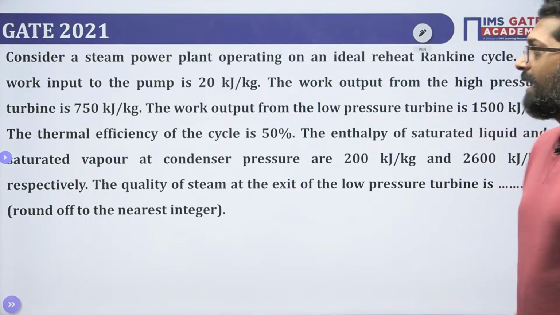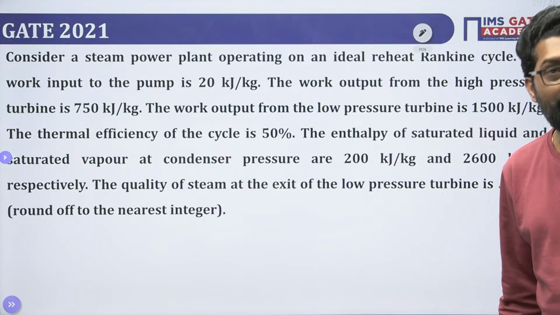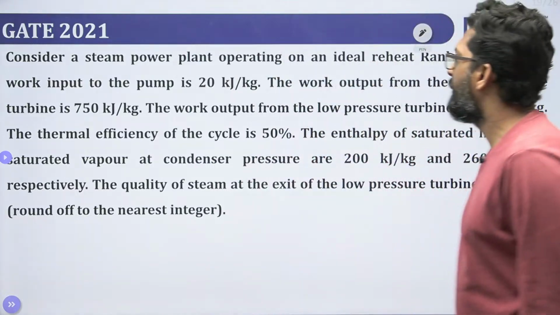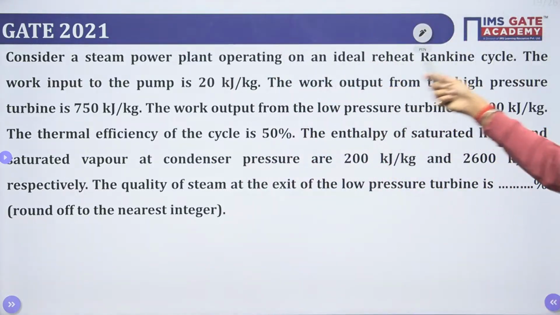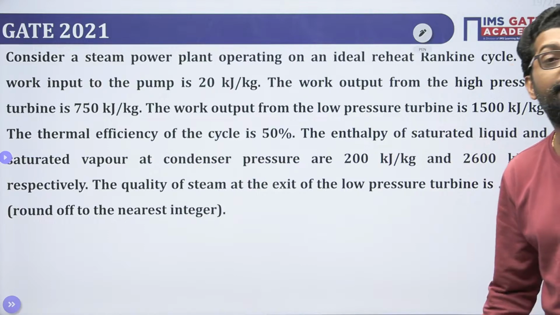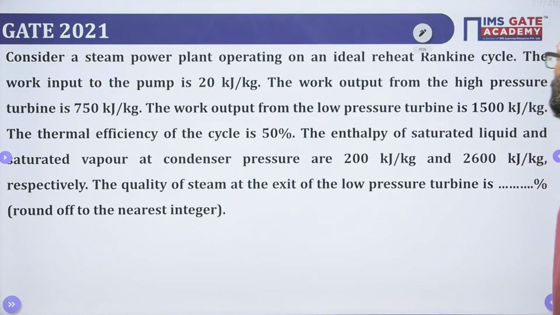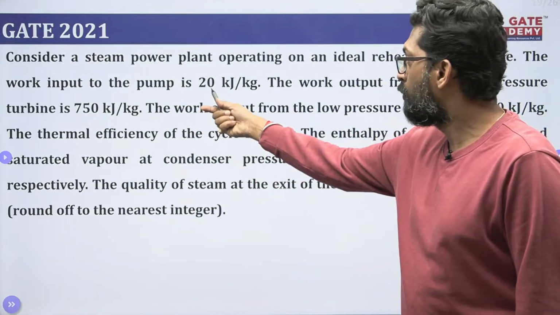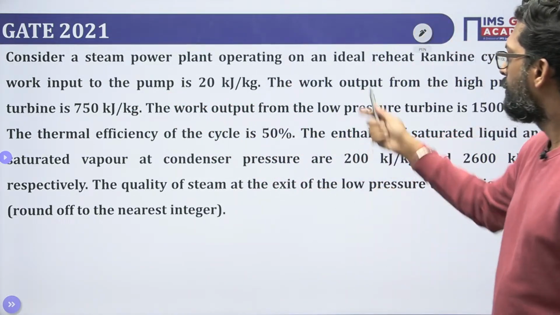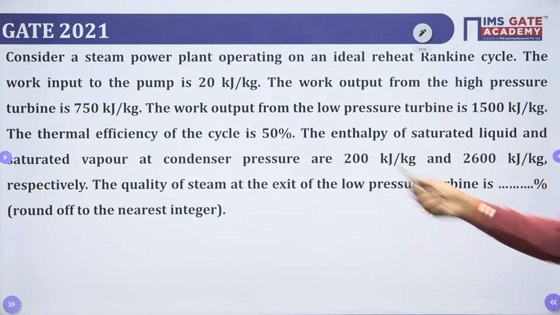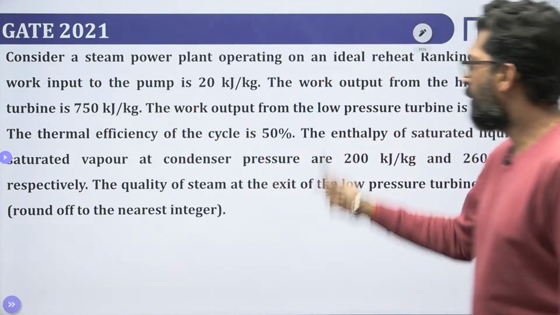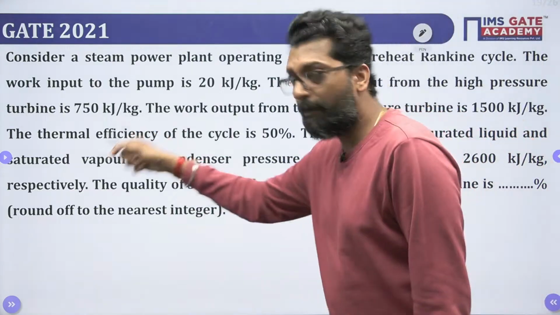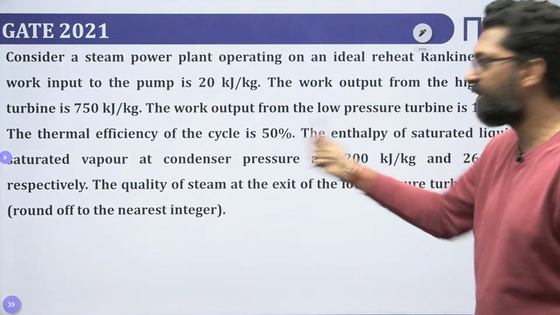This is the next question, and this question is applied thermodynamics, that means power plant. Consider a steam power plant operating on an ideal reheat Rankine cycle. That means there is a reheating. The work input to the pump is 20 kilojoule per kg. The work output from the high pressure turbine is 750. The work output from the low pressure turbine is 1500. The overall thermal efficiency is 50%.